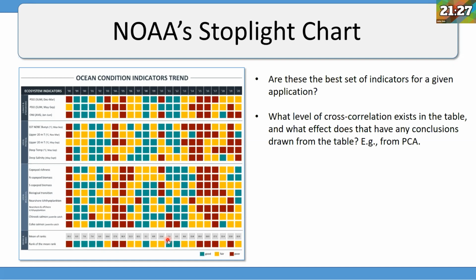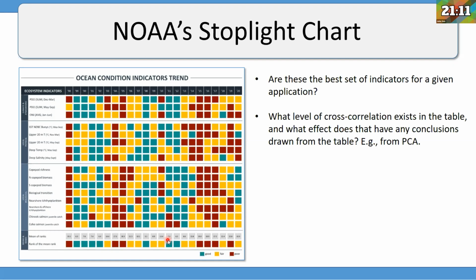They're going in different places. They're experiencing different things. And so, applying this table universally to all salmon stocks is not a good approach. And the second question is, what level of cross-correlation exists within the table?